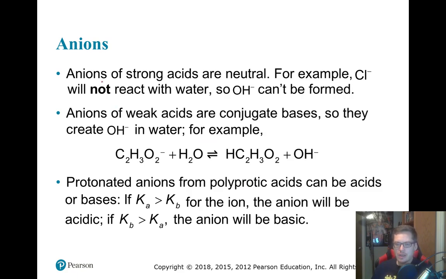The first are the anions of strong acids. This is another way of saying the conjugate base of a strong acid, and these are always neutral. For example, chloride will not react with water, so hydroxide can't be formed. If you put HCl and mix it with water, you're going to get a dissociation reaction: H plus and Cl minus in water. Since HCl is a strong acid, it will never go backwards, and you'll never have the chloride recombining with the hydrogen to form HCl.